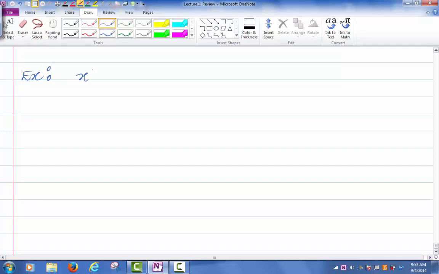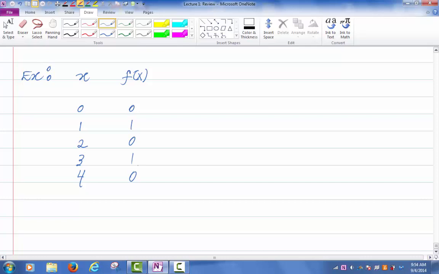Let's say I have a function where the valid input values are only 0, 1, 2, 3, and 4, and the values of the function f of x are given by 0, 1, 0, 1, 0. Is that a valid function? Sure, because each input value leads to a unique output value, even though each output value may come from more than one input value, right?